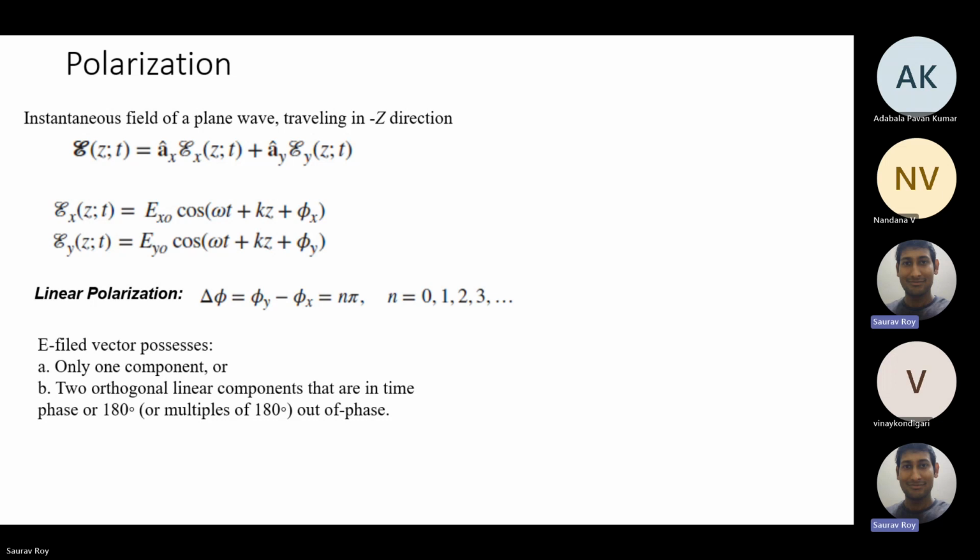Then the difference will obviously be only n pi, because the other component is not there. And the other condition says if both components are there, two orthogonal linear components that are in time phase or 180 degrees out of phase, that means this phi y and phi x both exist and their difference is either 0 or multiples of pi, then also it will be linear polarization. Even in this case the polarization ellipse will become a line.